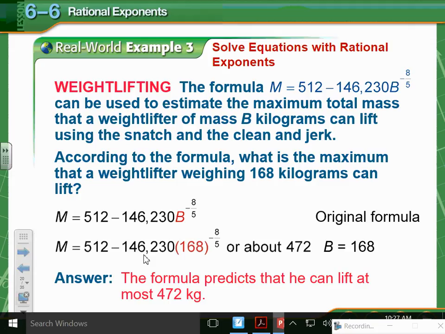So if you just did, after you typed 512 minus 146,230 times 168, you could do up arrow and then put negative 8 divided by 5 in parentheses as the exponent. Up arrow, parentheses, negative 8 divided by 5, close parentheses. And that'll take the 168 to the negative 8/5 power.